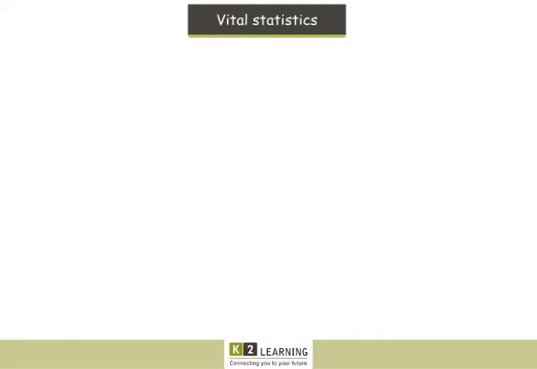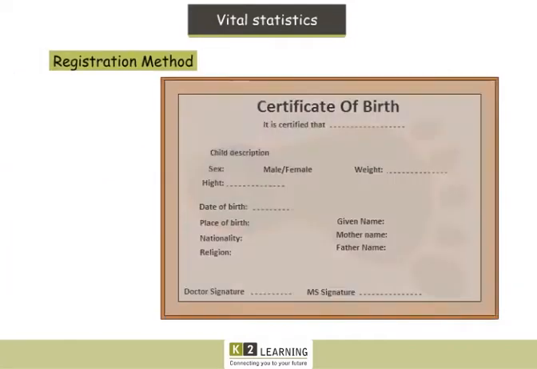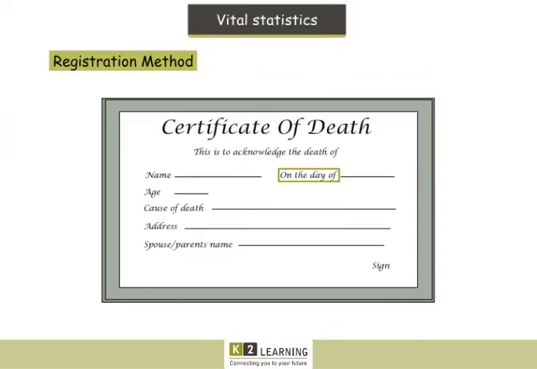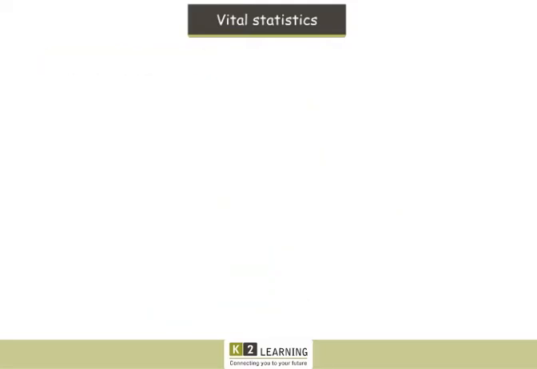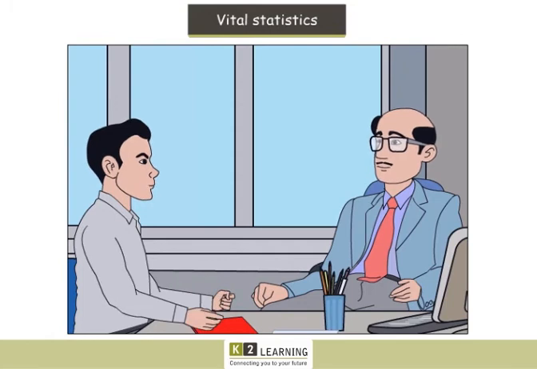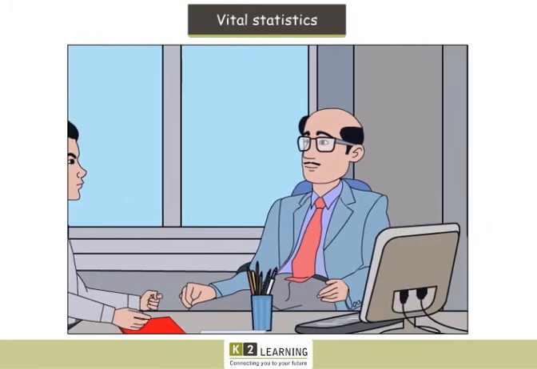This method is called the registration method, where details regarding date of birth, sex, nationality, religion, name of parents of the baby will be registered, and also in case of death, the date of death, name of deceased, age, cause of death, address, spouse or parent's name is registered. This is definitely compulsory and hence will be continuous data.